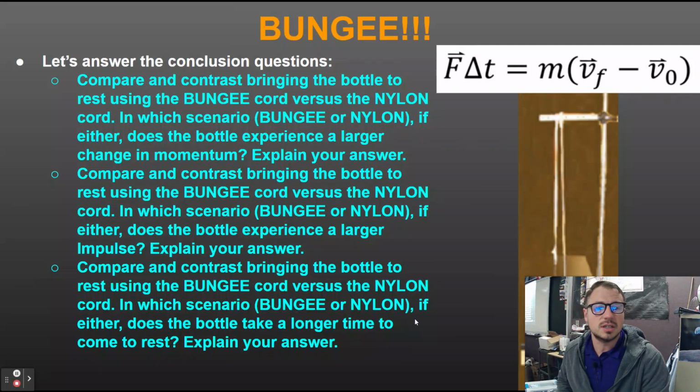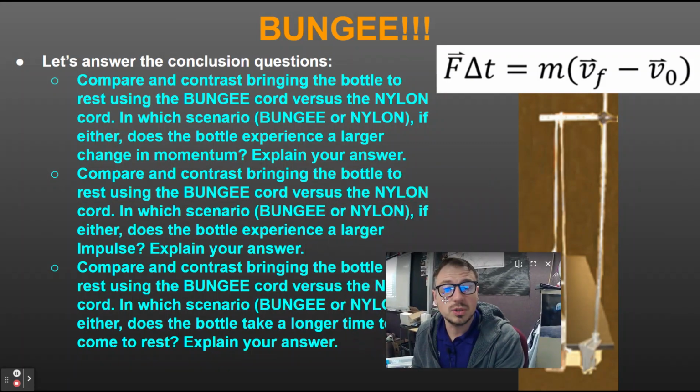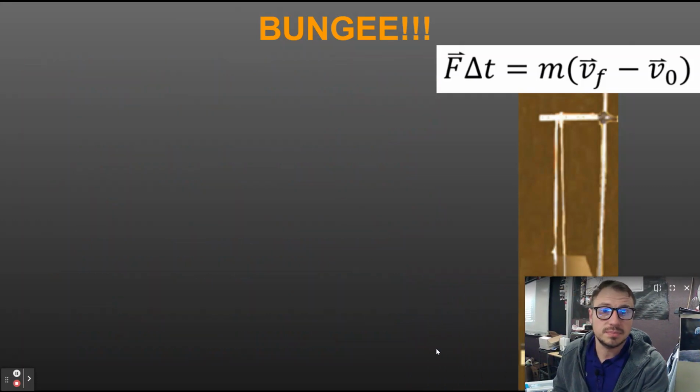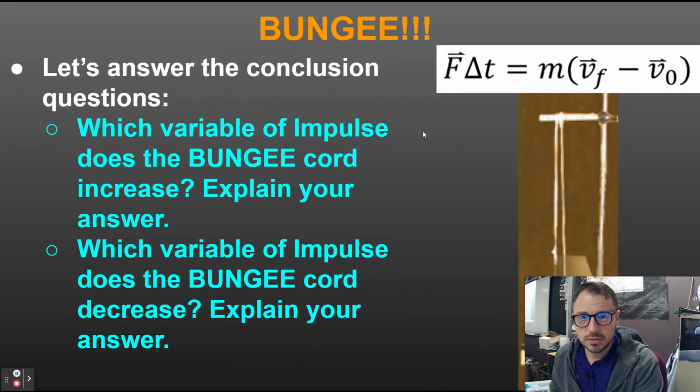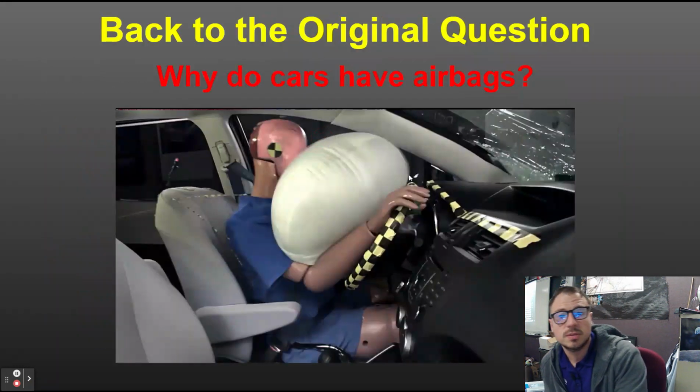We already kind of answered this with that bungee cord. In both of those scenarios, the bungee and the nylon, it's the same change of momentum, same impulse, same change of velocity, same mass, but the difference is that the bungee cord stretches that time out, or stretches the force out over a longer period of time, right? So the variable that it increases is the time interval, and it decreases the force.